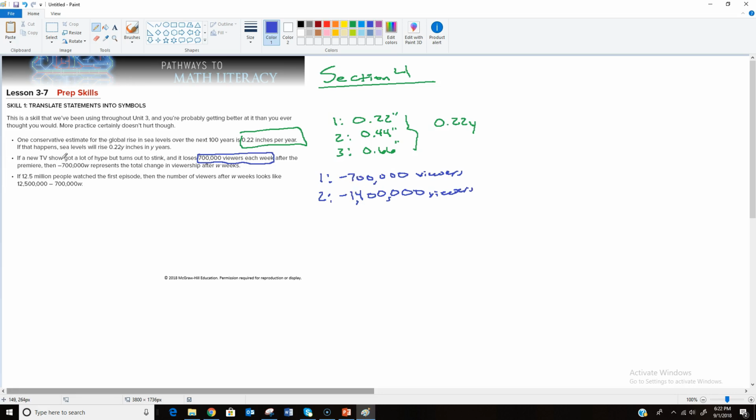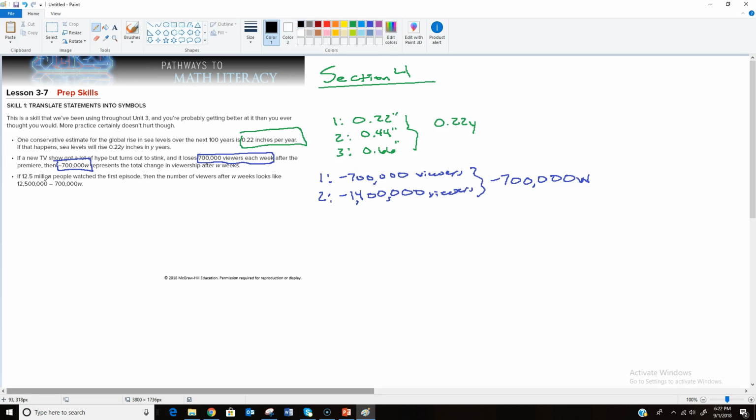So we could represent that with negative 700,000 viewers per week, or 700,000 viewers lost per week. We have to put the negative in there, otherwise we'd be gaining viewers, and we want to represent that we're losing viewers. So by putting a negative, we represent we're losing viewers.